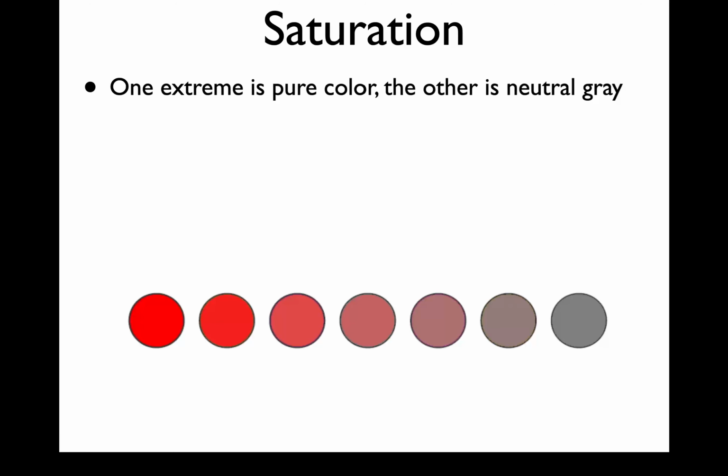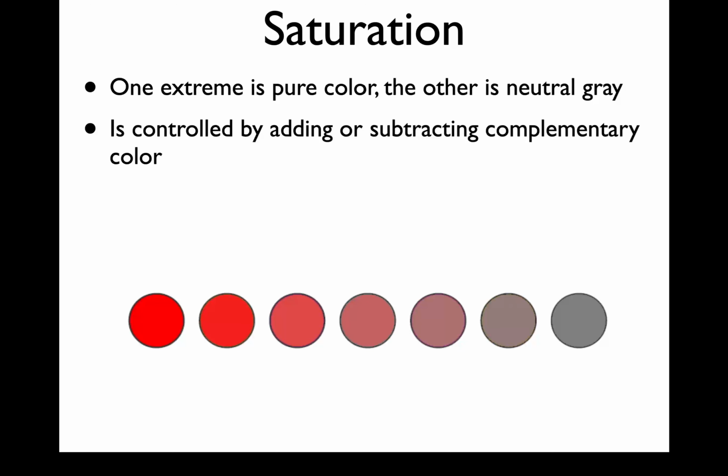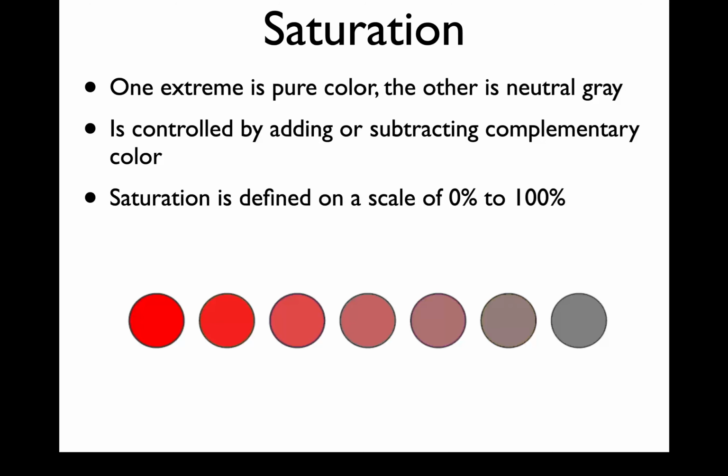At one extreme, you have a pure color. If you look at the patch on the far left, this is a pure red. As you start to add its complementary color, you move to the point where they finally equal each other in amount. If you have two complementary colors and you mix them together in exactly the same amount, you will end up with a neutral gray. So in this case still, it's controlled by adding or subtracting its complementary color. Saturation is defined on a scale of 0 to 100.